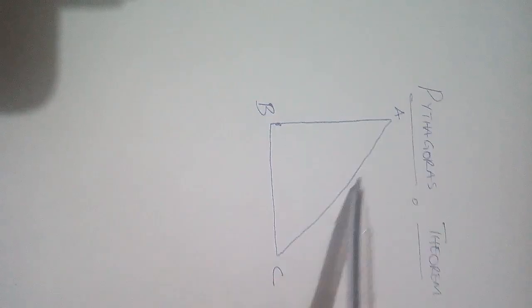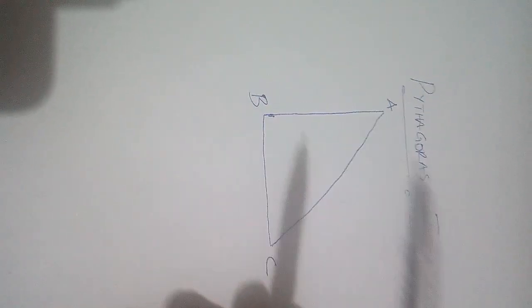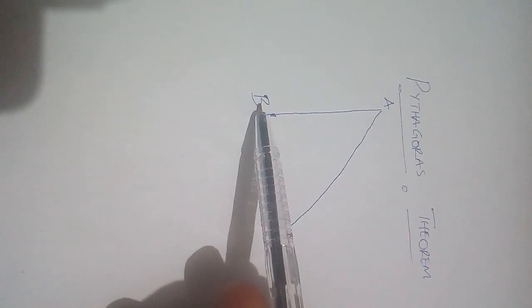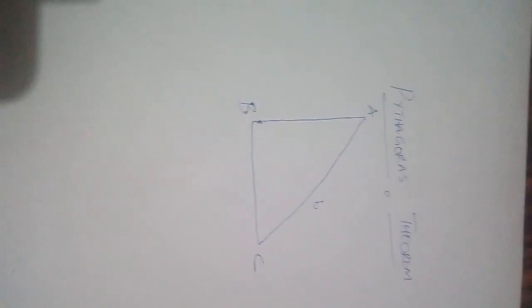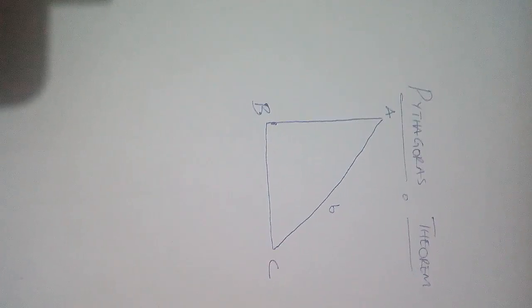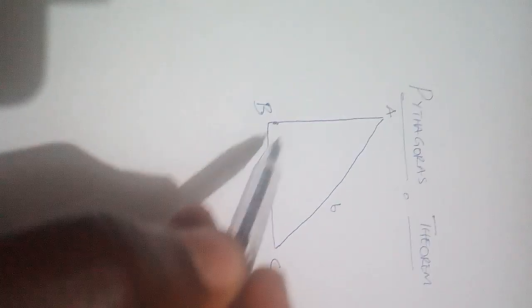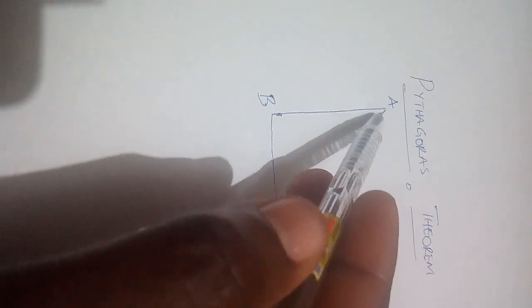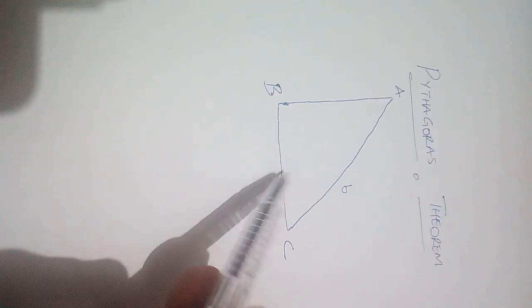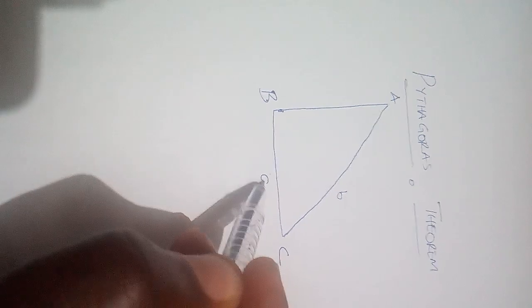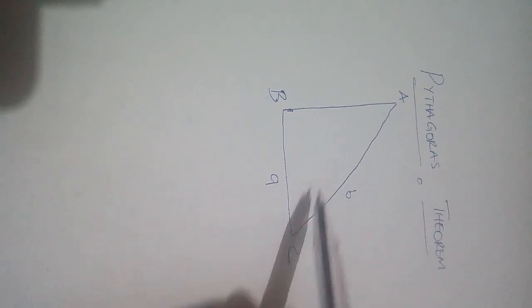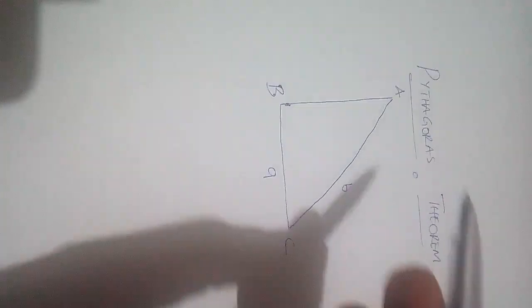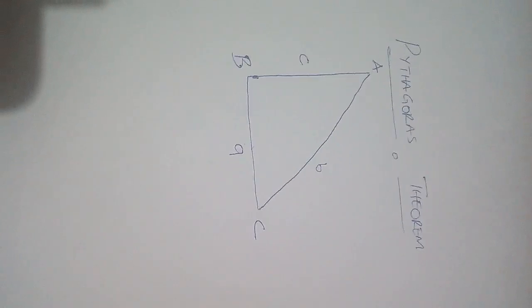Now this is our long side. This long side, because it's a capital B, we can make this a small b, right? This is a capital A, so the side opposite it is this side. We can call it a small a. This is a capital C. The side opposite it is a small c, right?